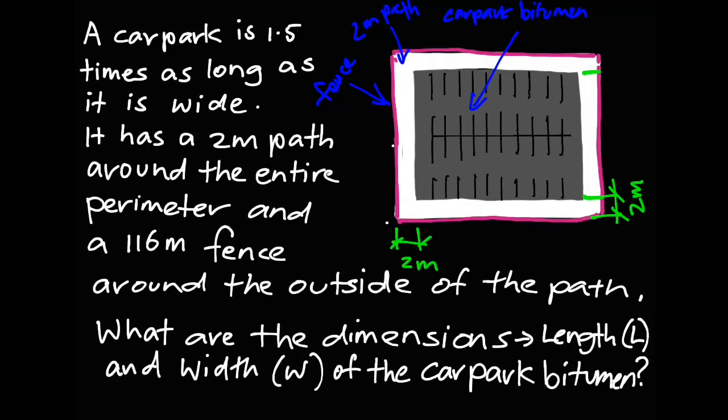Just having a quick look at the diagram. So the bitumen is what's in grey. We've got a 2-metre path in white. The fence is in pink all the way around the perimeter.